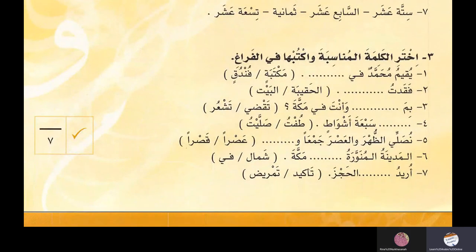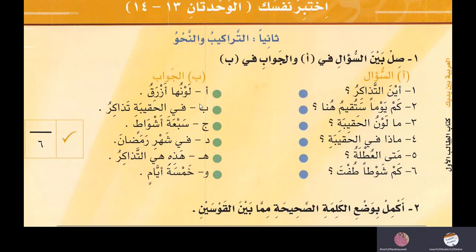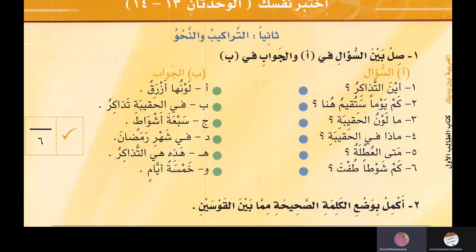Next, choose the appropriate word and write it in the blank. You have two options. Choose the right option for the blank. Here you join the question with the answer, okay? Here you have two options. You choose the right option. Here you will read the paragraph, then put a tick or cross in these blanks. Okay.